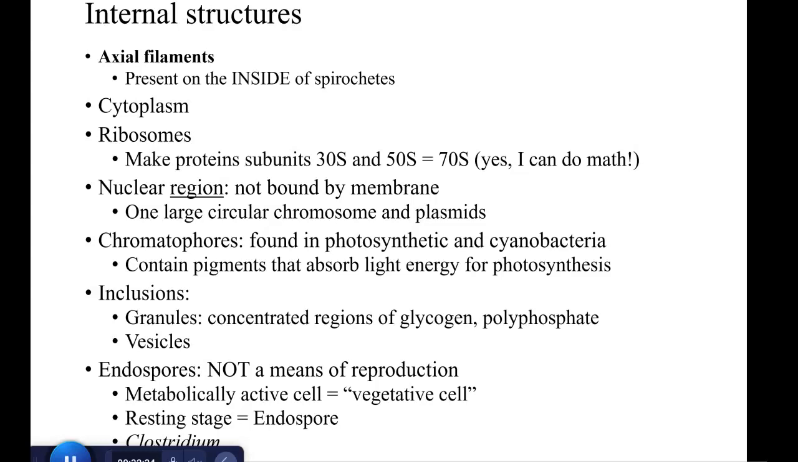Because this is more of a clinical based class than an environmental, we're not going to be seeing any bacteria with chromatophores. Again, if we had a really powerful microscope, we might see some small inclusions like little granules or vesicles. And another structure that we might see is an endospore. And I mentioned endospores before. These are not means of reproduction. These are means of protection.